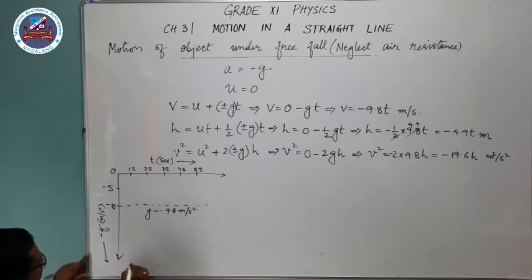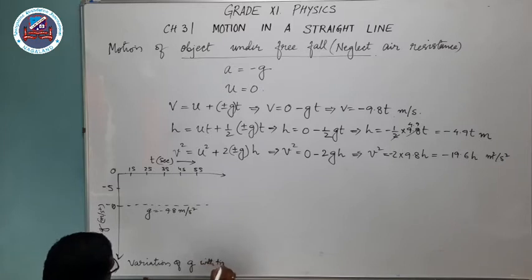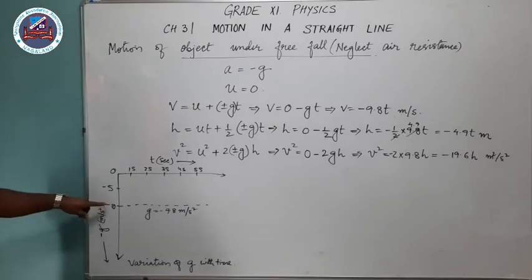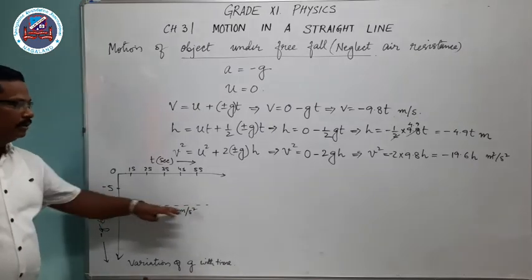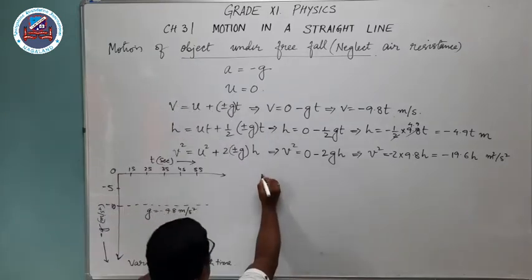This graph shows variation of g with time. G value will not change, it will remain constant. Then variation of velocity with time.